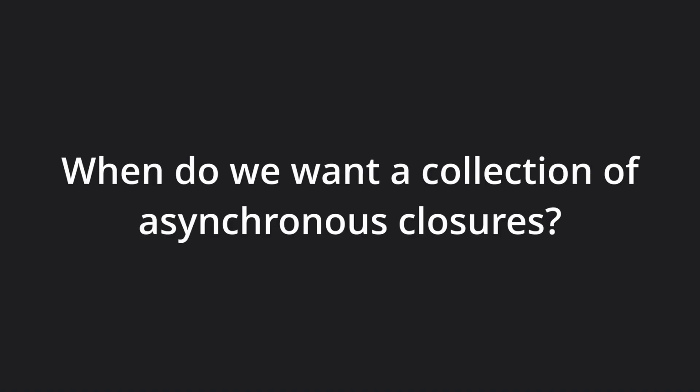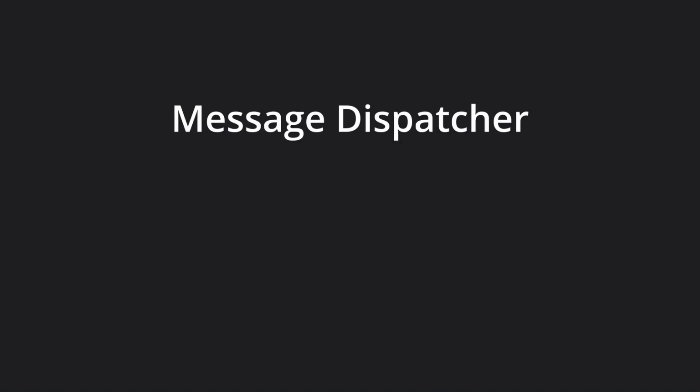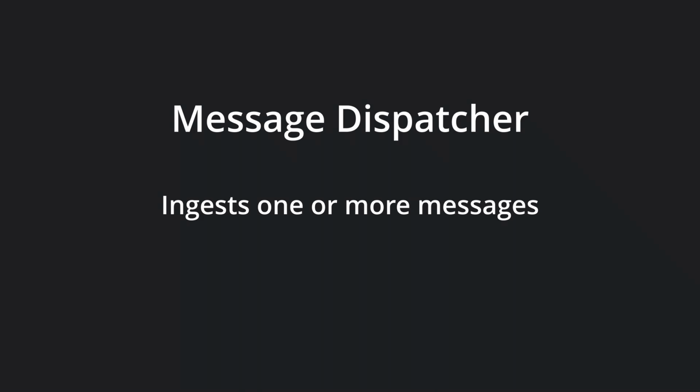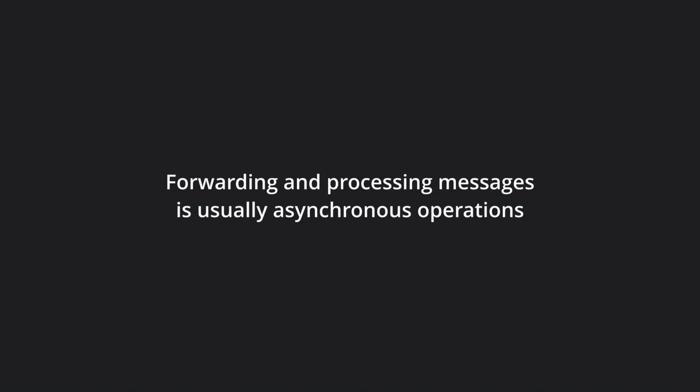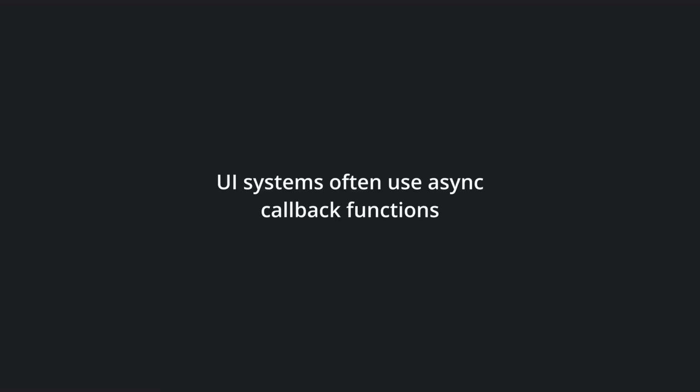Let's get started. Let's first explore when you will want a collection of asynchronous closures. One scenario for this is if you're making a message dispatcher. This is a software component that ingests one or more messages and forwards them to zero or more receivers based on some criteria. Forwarding or processing a message is most likely an asynchronous operation, so being able to use asynchronous closures is necessary. A UI system may want to use async closures for callbacks and event handlers.